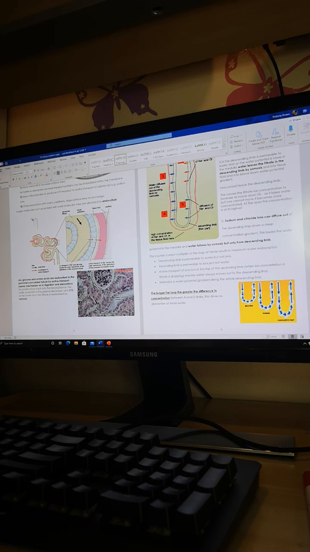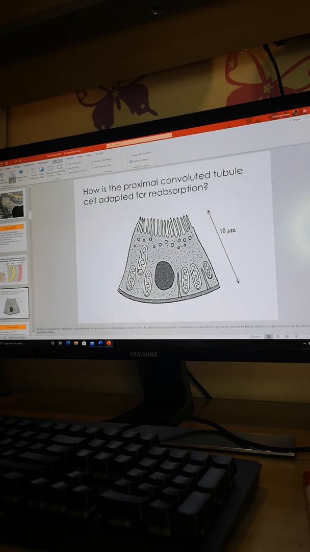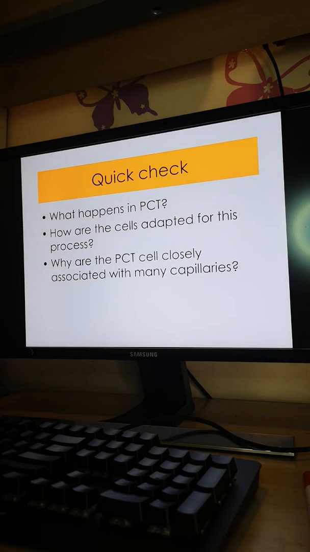Okay, so back now into the PowerPoint for a quick check. So what happens in the proximal convoluted tubule? How are the cells adapted for this process? And why are they associated so closely with so many capillaries? Pause there.